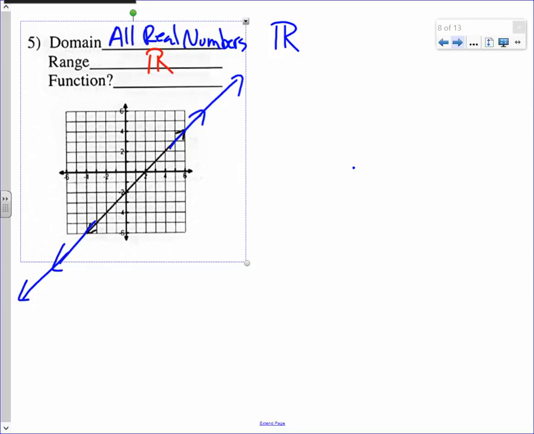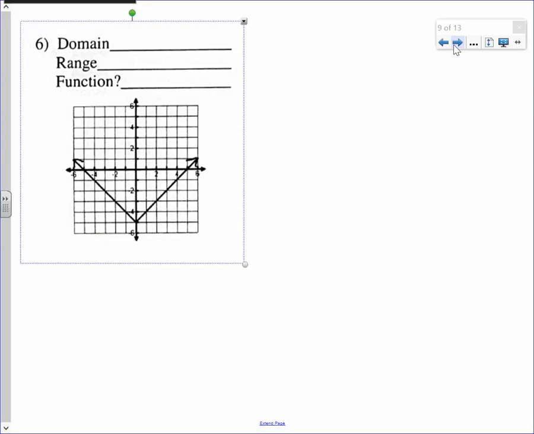Is this a function, Padilla? What do you think? Yeah. It is. Vertical line test, only 1 point. This is a yes. Question number 5. Moving right along. Number 6. Stay on me, yeah. No phones. Here we go.